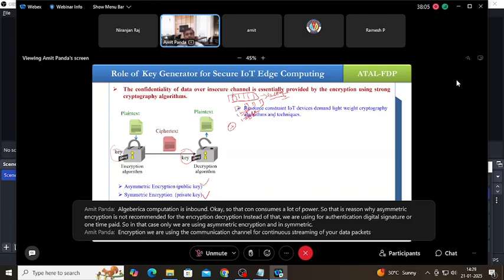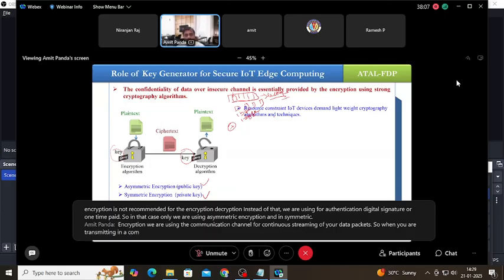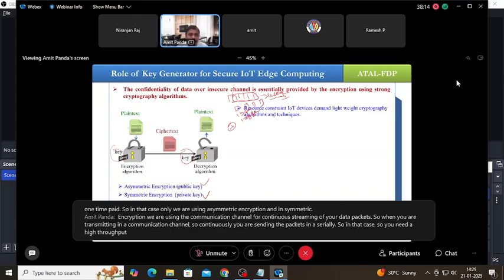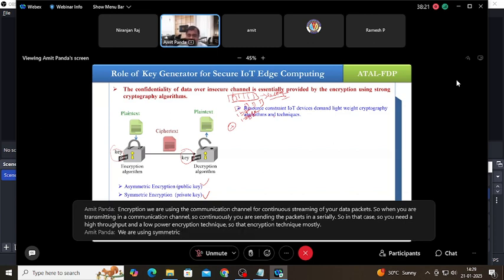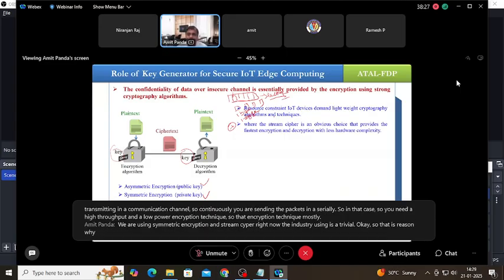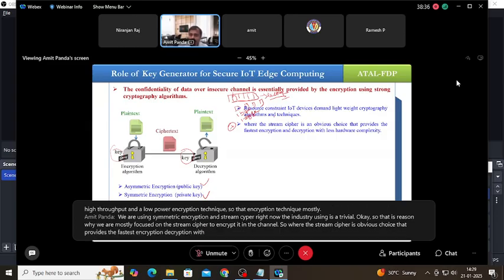When you are transmitting in a communication channel, you are continuously sending the packets serially. In that case, you need a high throughput and low power encryption technique. That encryption technique is mostly symmetric encryption. In stream ciphers, the industry is right now using Trivium. That is the reason why we are mostly focused on the stream cipher to encrypt in the channel. The stream cipher is the obvious choice that provides the fastest encryption and decryption with less hardware complexity.